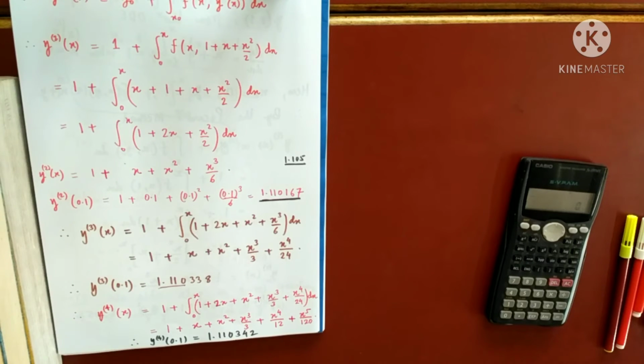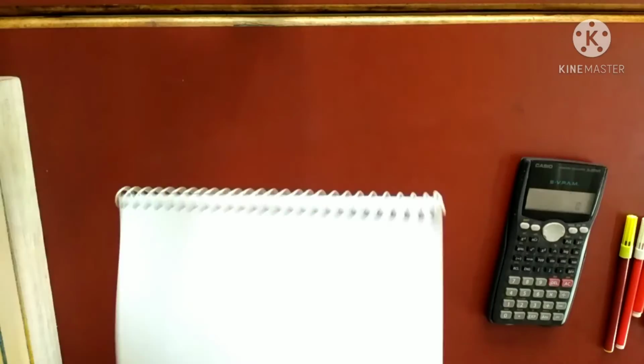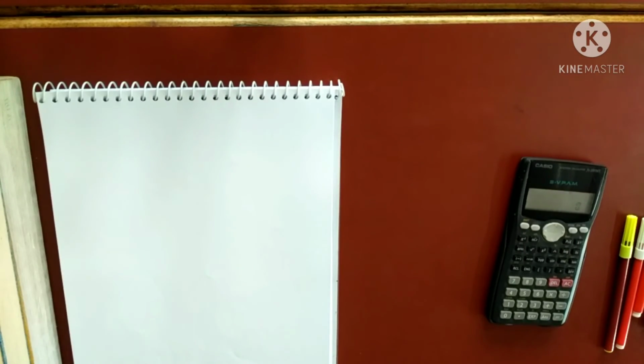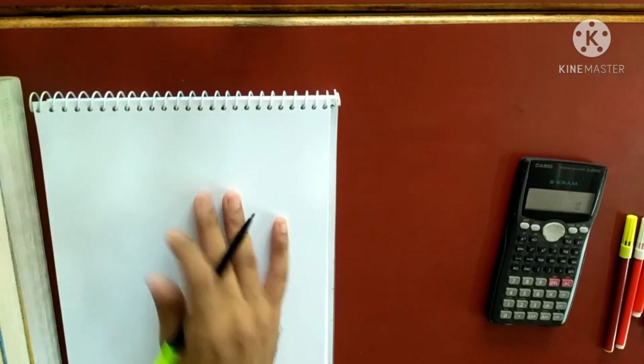If I round both of these up to 5 decimal places, you see, what is this up to 5 decimal places? 1.11034, and up to 5 decimal places again this is 1.11034. So they are exactly the same, correct up to 5 decimal places. If you want more accuracy, you have to go for more iterations. But suppose I want only up to 5 decimal places, so what will I write?